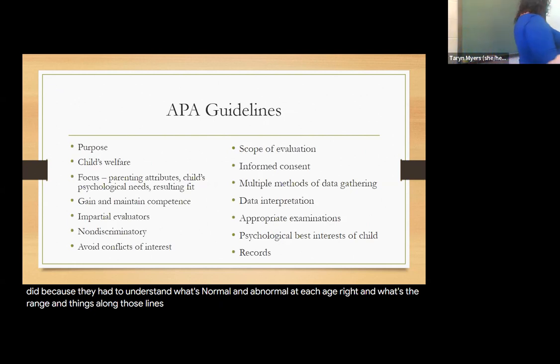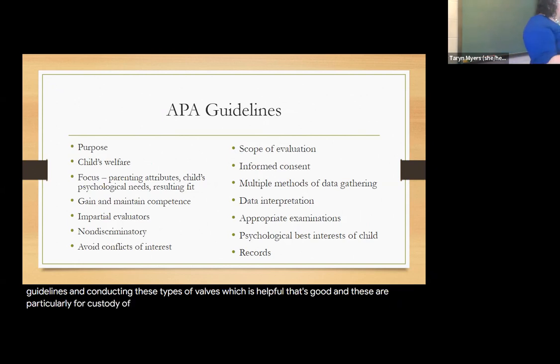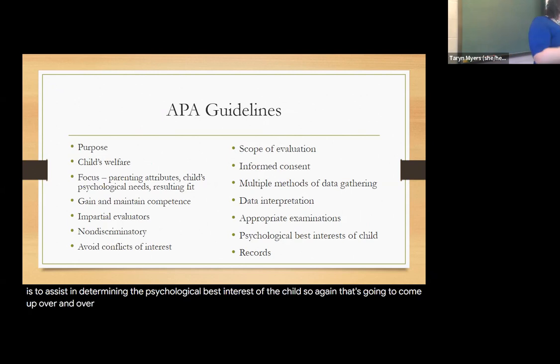So the APA, the American Psychological Association, does offer guidelines in conducting these types of evals, which is helpful. And these are particularly for custody evaluations during divorce proceedings. The purpose of the evaluation is to assist in determining the psychological best interest of the child. So again, that's going to come up over and over. What's in the best interest of the child? The child's welfare is paramount. It's the most important.